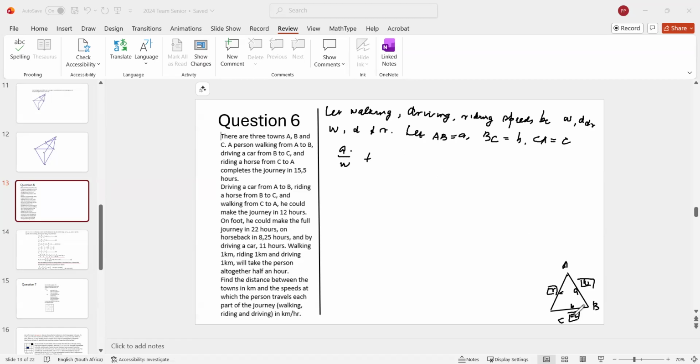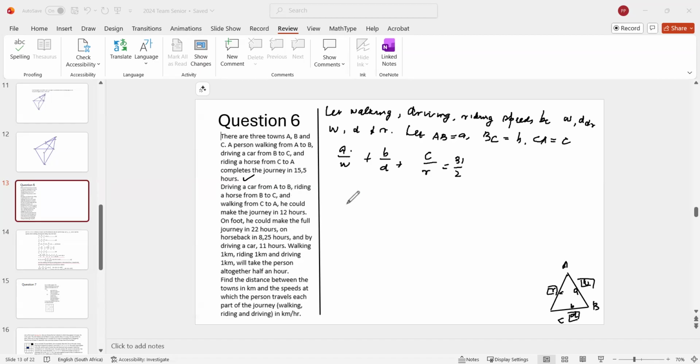Distance from B to C, and the speed is R. And here, from C to A, and then we call that C, and is walking. This takes 15.5 hours. Okay, now we finished that first part of this long story.